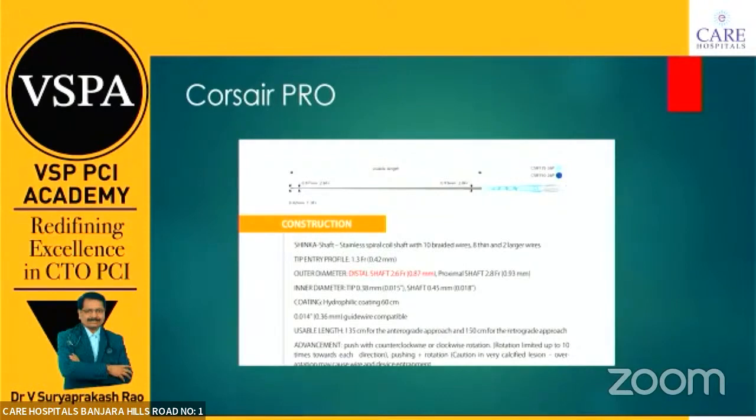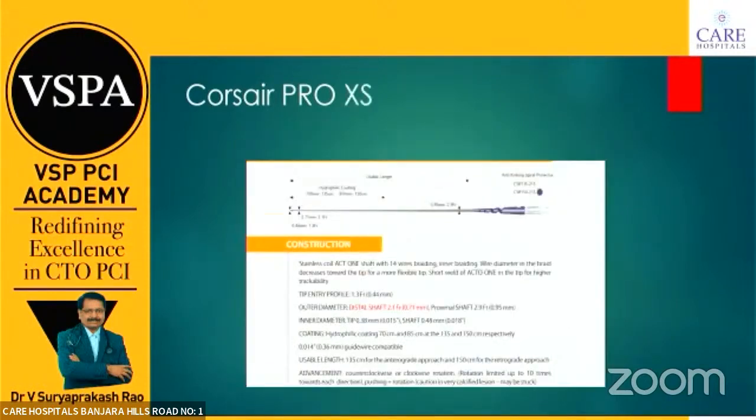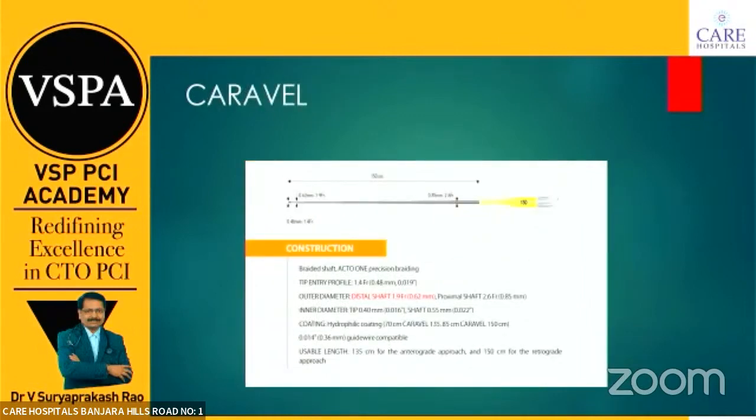Next, please. So we will go further. Next, please. So these are the various microcatheters which are available. So one should be aware of which microcatheter for which scenario and choose our microcatheters. Next, please.